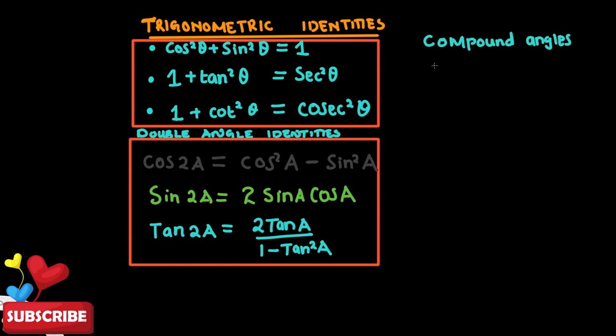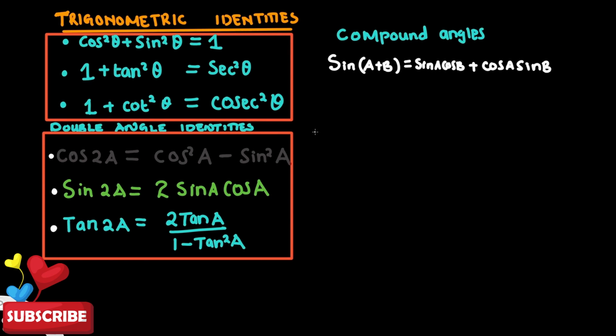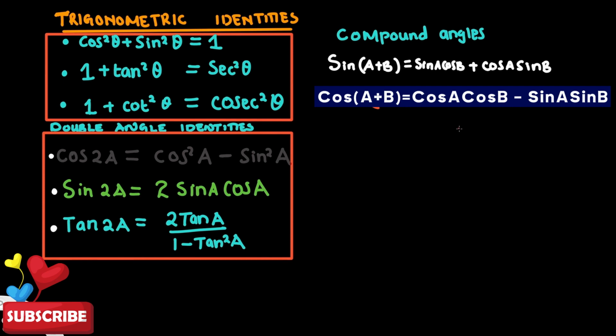We also have compound angle identities. So this one also you can be given, like for instance sine a plus b. This can reduce to sine a cos b plus cos a sine b. If you are given cos a plus b, this can reduce to cos a cos b minus sine a sine b.